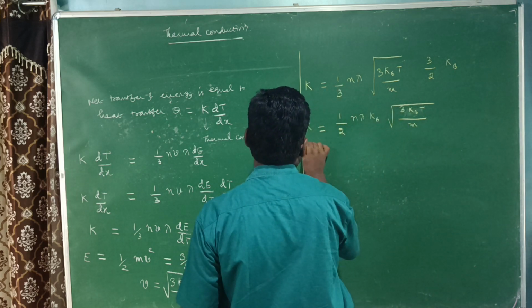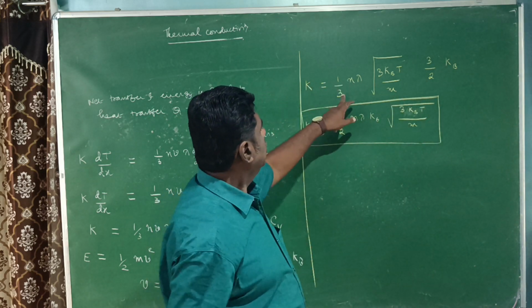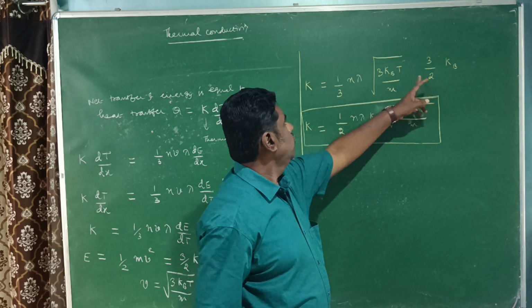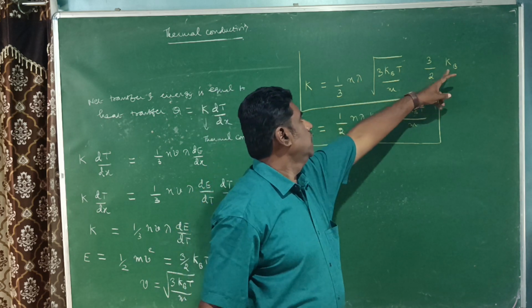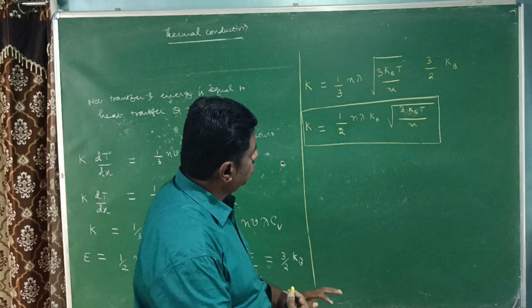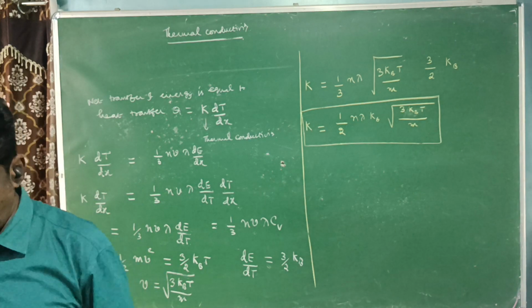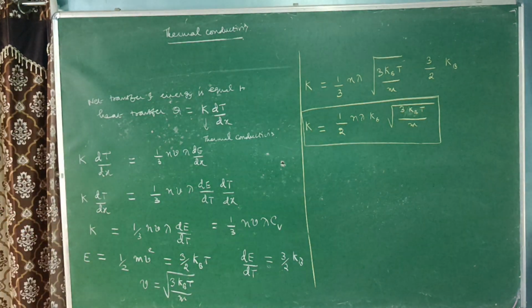This is the value of thermal conductivity k. 3 cancelled, 1 by 2 n lambda into k_B multiplied by root of 3 k_B T whole divided by m. This is the value of k. Now you have to find out the value of sigma, electrical conductivity. Then we may come to the final part, k_B sigma.